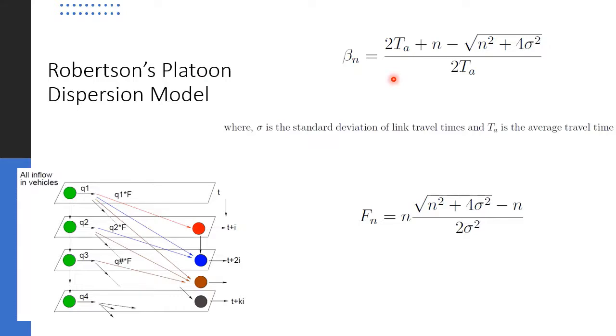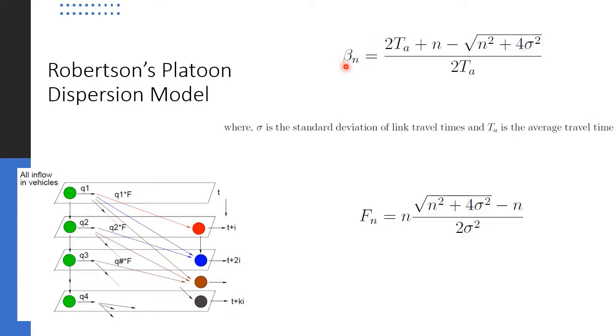So once the standard deviation of link travel times is given to you, and also if you know the average travel time, you can find this travel time factor. The travel time factor depends upon three parameters. One is the average travel time in that link, or the average travel time between the two nodes or intersections. It again depends upon the time step for modeling, that's n. It also depends upon the standard deviation of the travel time on the road stretch. So if you know these three factors, you can find beta n.